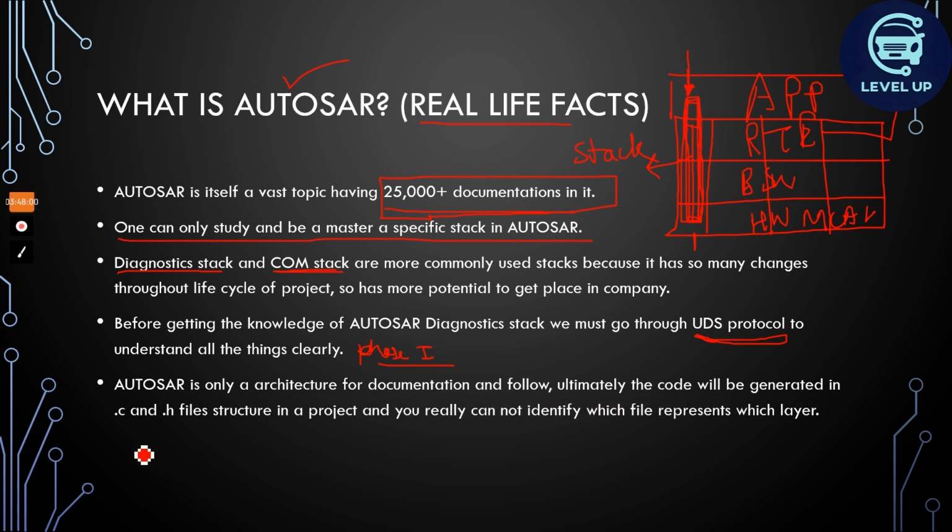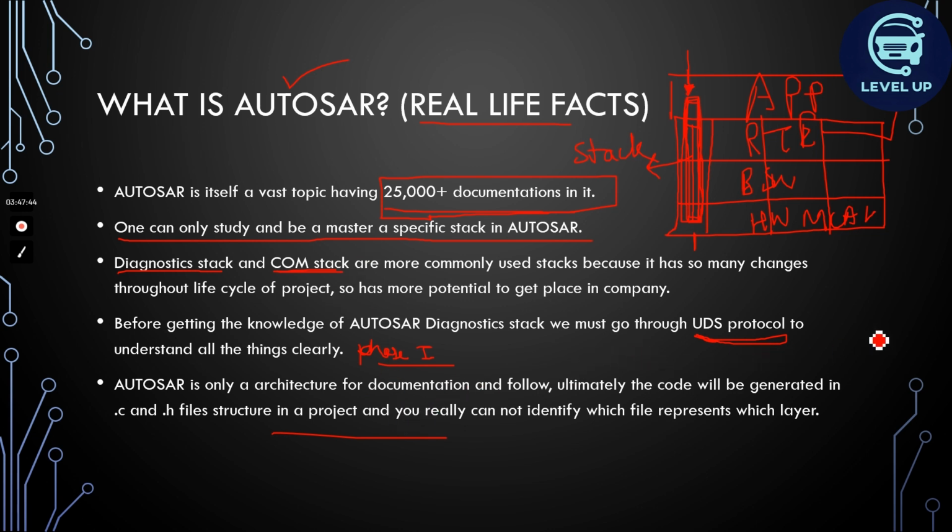Ultimately, the code will be generated in the .c and .h file structure in a project, and you really cannot identify which file represents which layer. Yeah, so this is a very important point. Why? Because each and every one will tell, yeah, I know AUTOSAR.